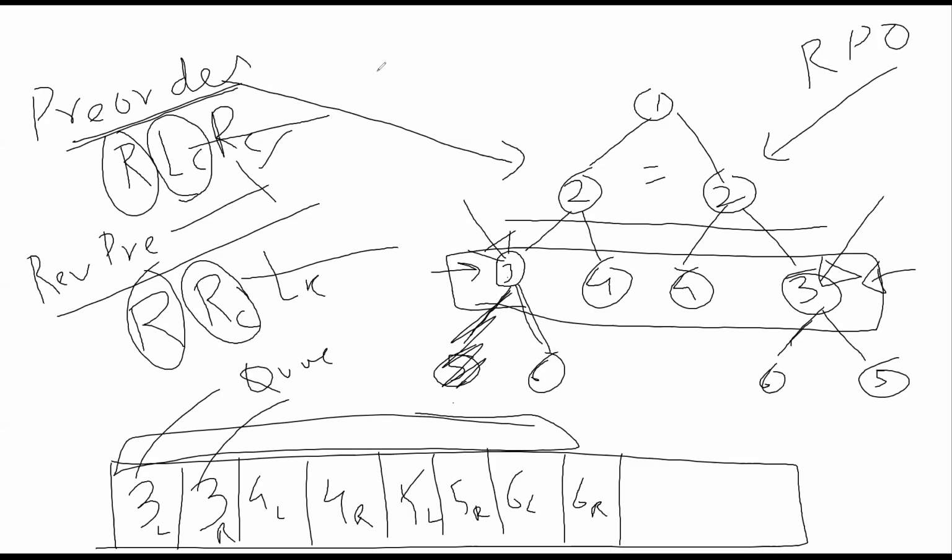But at any stage when we are processing and at the end we see there's nothing left in the queue to process, that means we have processed all the nodes and all the nodes are symmetrical. Does that make sense?